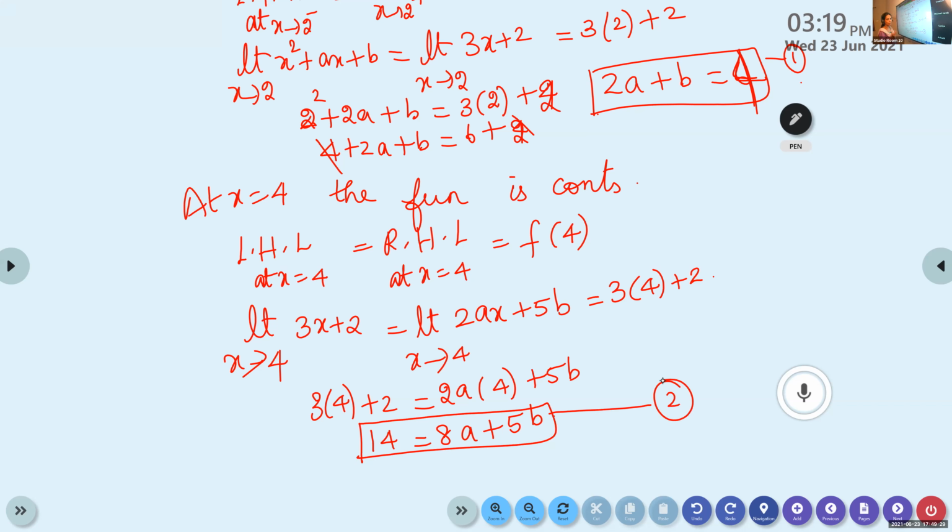Now we have two linear equations in terms of a and b. We have to solve these two equations and find what is a and what is b. Solve this and tell me what is a and what is b. Give the value of a and give the value of b.